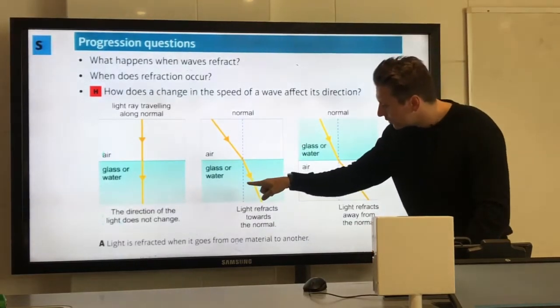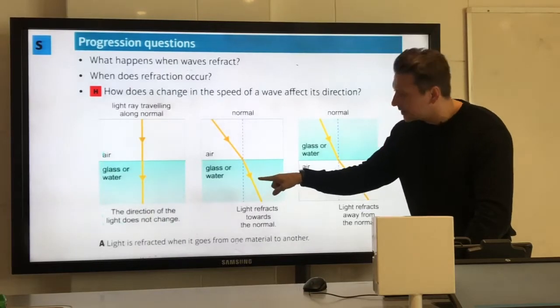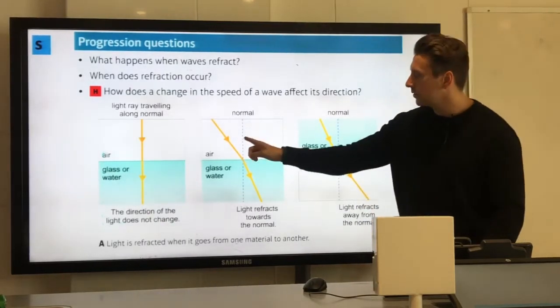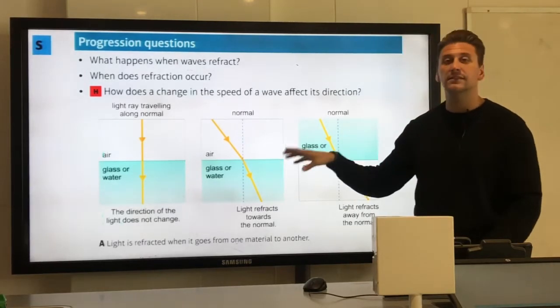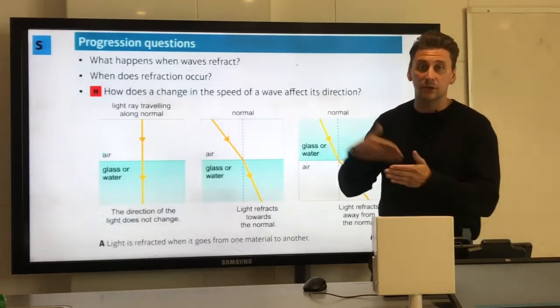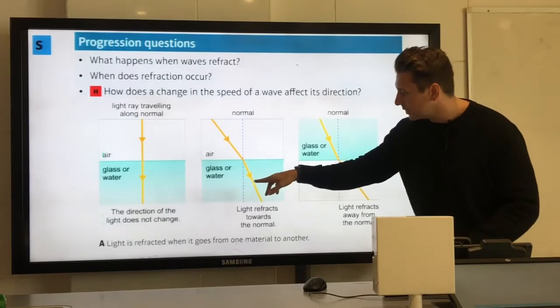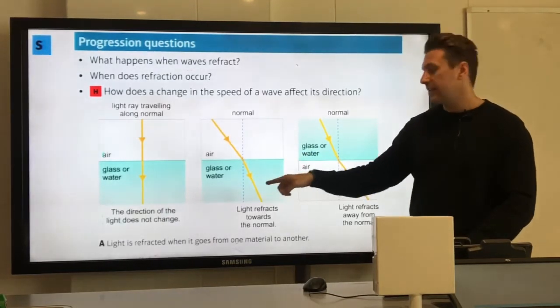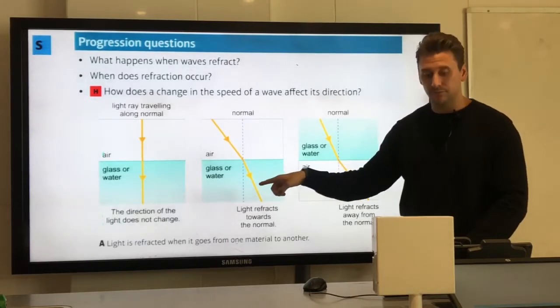The angle between the normal and the ray on the inside is known as the refracted angle. Alright, so this one here, normal to the ray before it enters, is the incident angle. Incident means it's coming in, and the angle between the normal and the ray once it's refracted inside the new medium is known as the refracted angle.